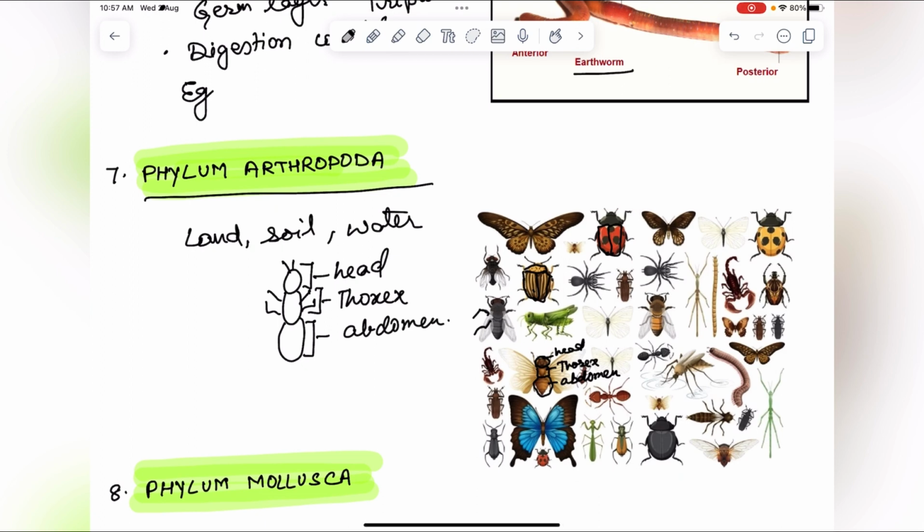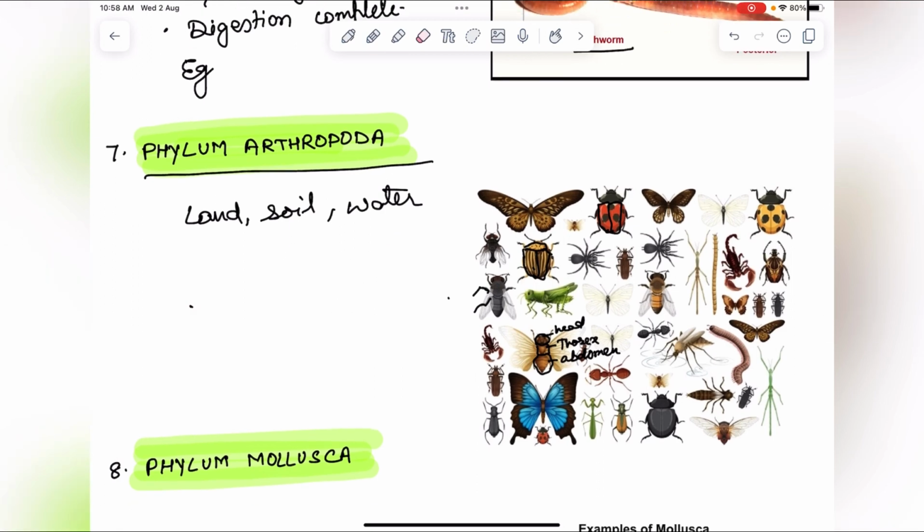So, and they have joint legs, joint limbs. Next point is their body is triploblastic. So germ layer will be triploblastic, and they are bilateral symmetry.